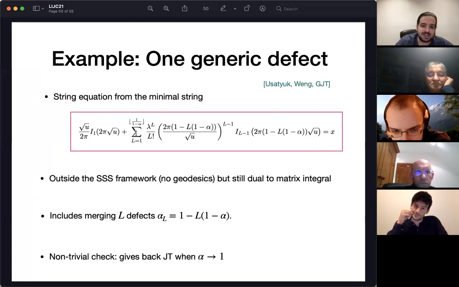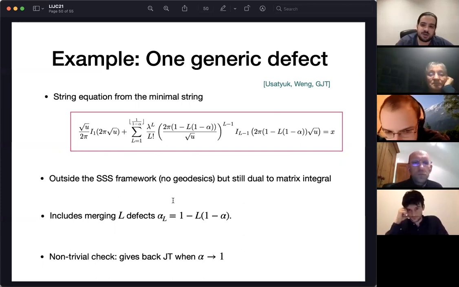And you can see here that you have a sum over different values of L that go from 1 to this ugly combination, 1 over 1 minus alpha, the closest integer to this. So it's very non-analytic in alpha. So if alpha is smaller than 1/2, this is 1. If alpha is between 1/2 and 1, this maximum power goes from 1 to infinity.